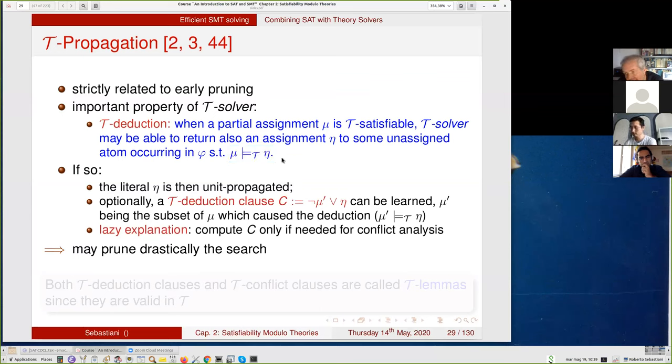Okay? So look, you say, not only is the set of literals that you have passed me consistent, but you have also passed me this list of atoms. There is this atom here, which is entailed to be false by the current truth assignment, as a consequence in the theory. So if the theory solver has deduction capabilities, you can do two important things here. The first thing is that you unit propagate the literal.